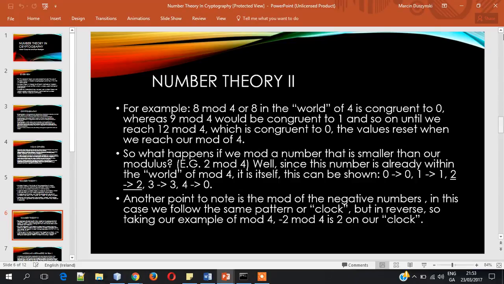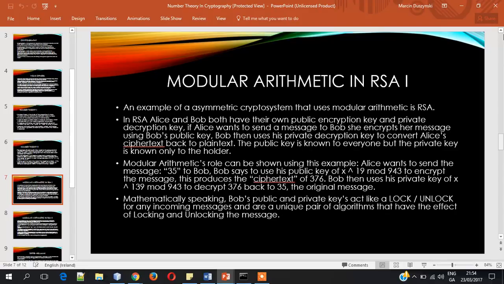Another point to note is the mod of a negative number. In this case, we follow the same pattern or clock, but in reverse. Taking an example of mod 4, minus 2 mod 4 is 2 on our clock since we're going backwards this time. An example of an asymmetric crypto system that uses modular arithmetic is RSA.